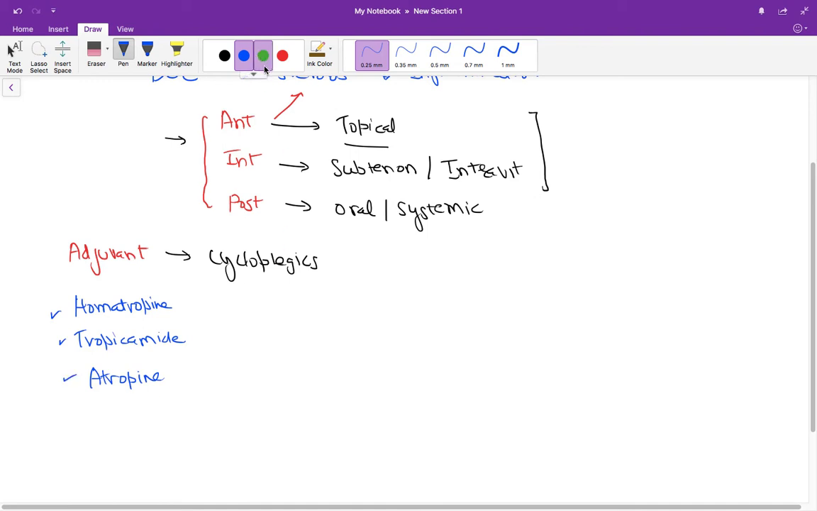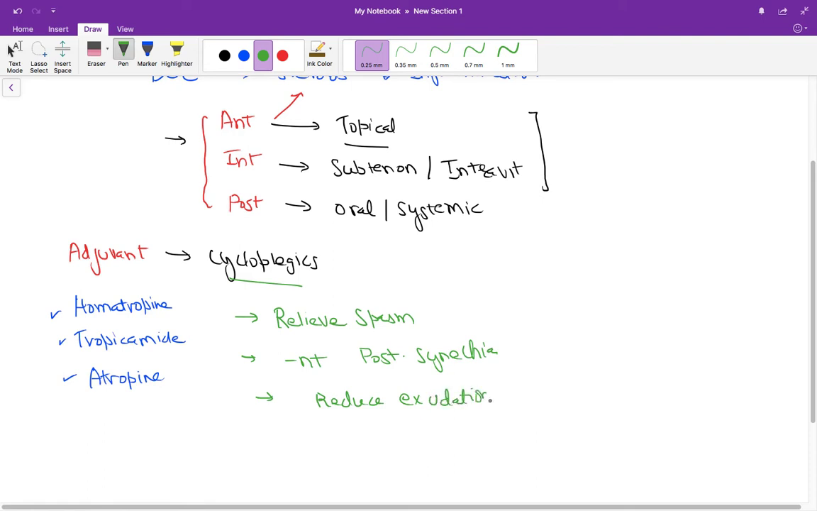So what do the cycloplegics or mydriatics do and how do they help in the uveitis? Basically they relieve spasm of the iris and the uveal tissue. They prevent formation of posterior synechia, and they reduce exudation and increase blood supply to the uvea. So this is basically their mechanism of action.